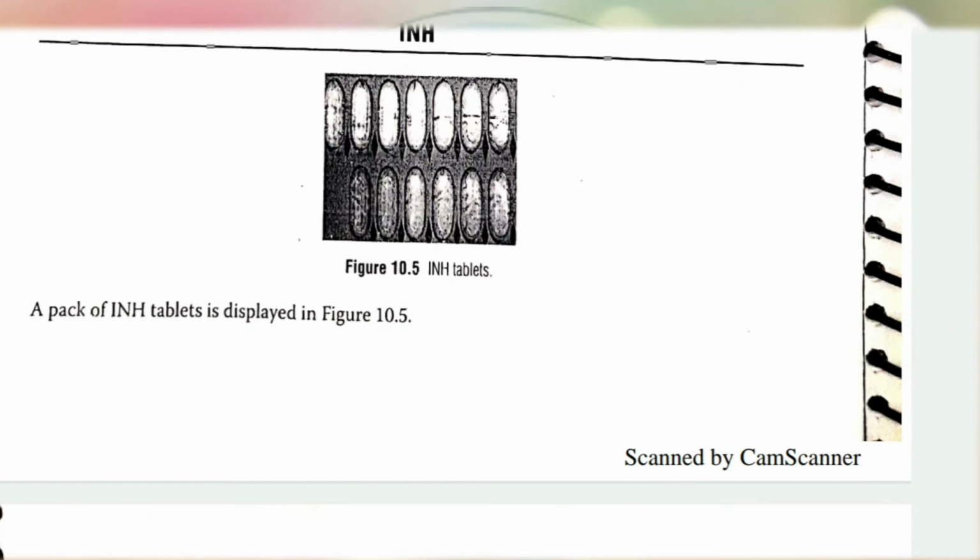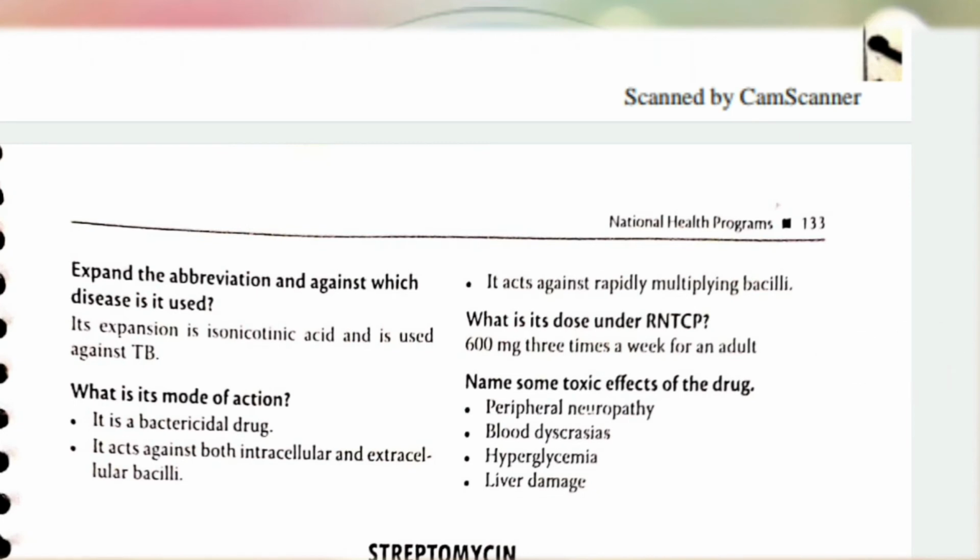Coming to INH, the tablet is shown here. Okay. So expand the abbreviation and say against which disease it is used. The full form of INH is isonicotinic acid hydrazide, and it is used against TB. What is the mode of action? It is bactericidal. It acts against intracellular and extracellular bacilli. It acts against rapidly multiplying bacilli also. What is its dose under the RNTCP? 600 mg 3 times a week for an adult. Name some toxic effects of the drug: peripheral neuropathy, blood dyscrasias, hyperglycemia, and liver damage.